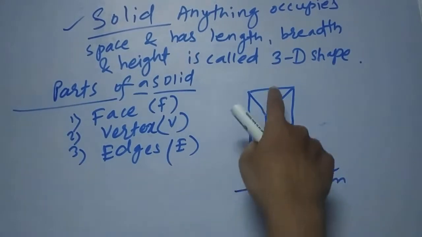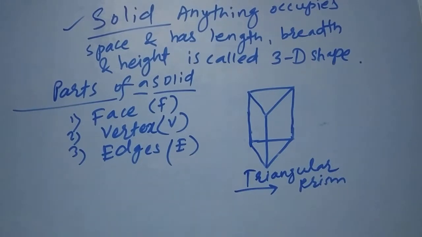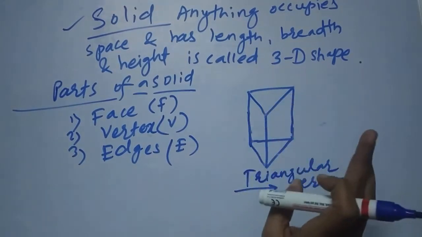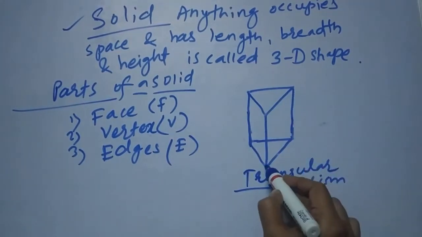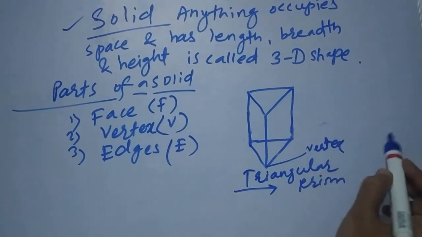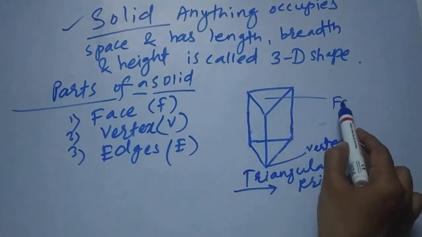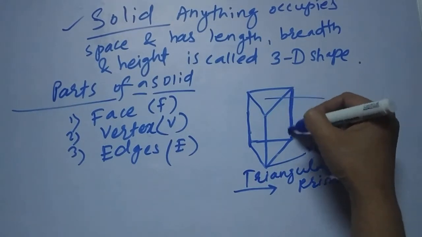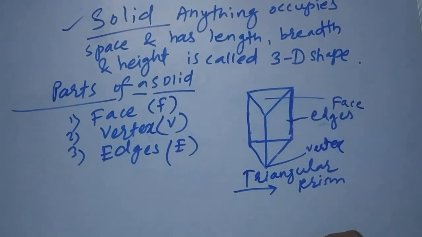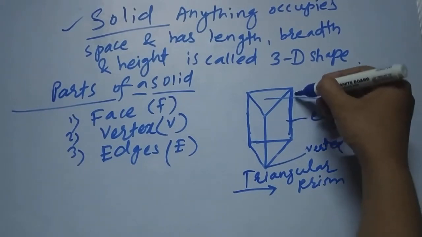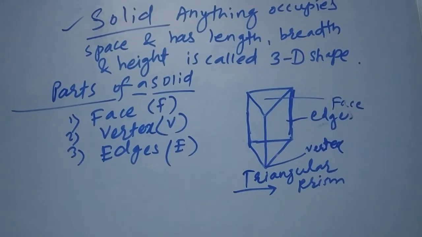If there is a square at these faces, you can say square prism. If there is a rectangle, you can say rectangular prism. So the two congruent shapes are there, and these are the vertices. This is a vertex and this is a face, and these straight lines are called edges. So what is a face? A flat surface of the solid. A vertex is the point where the faces meet, and edges are the line segments formed by the intersection of two faces.